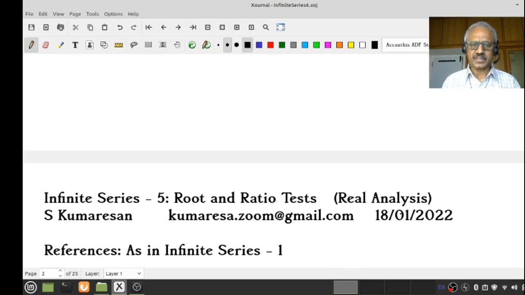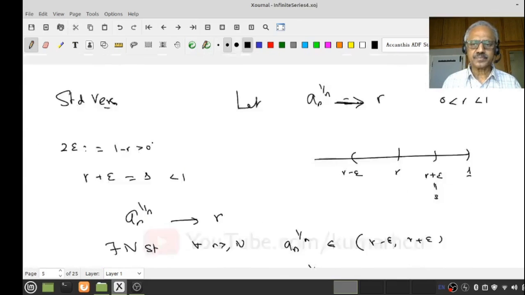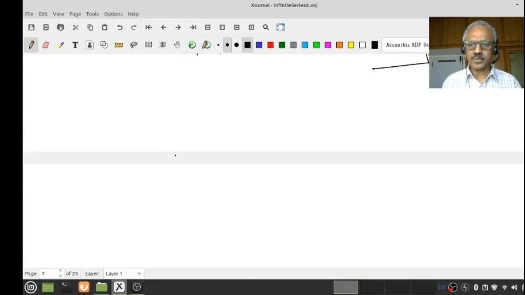Okay, today's lecture is going to be infinite series, root and ratio test. Okay, reference as in first. So let me skip the few pages because, as I said, I already started something. Let me hope this will work.